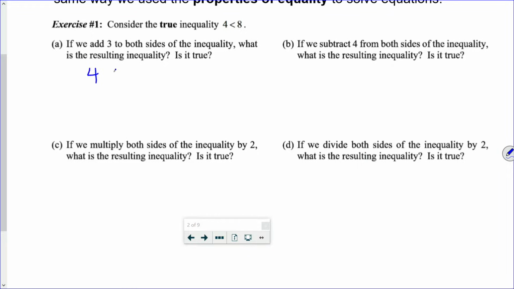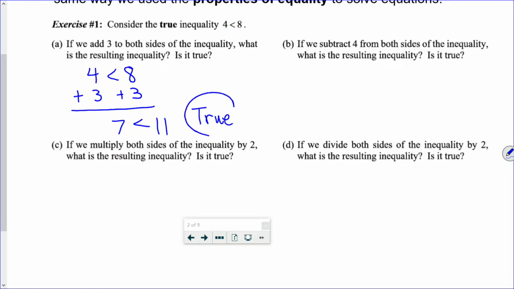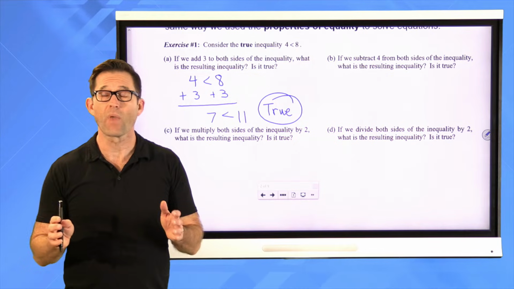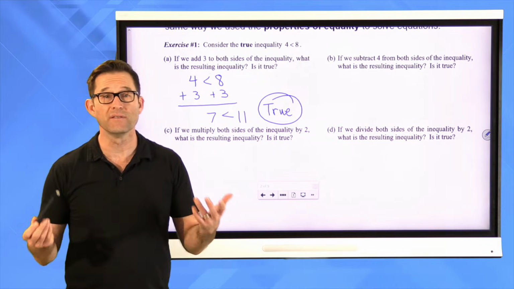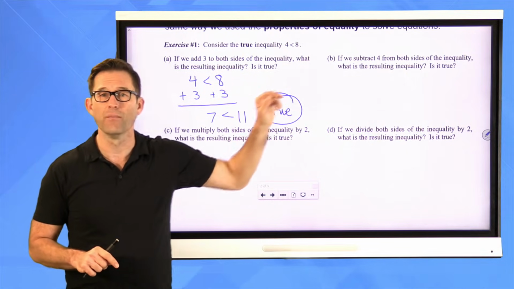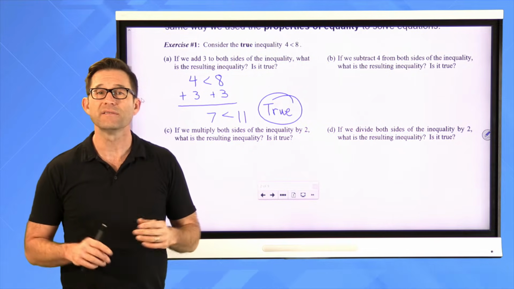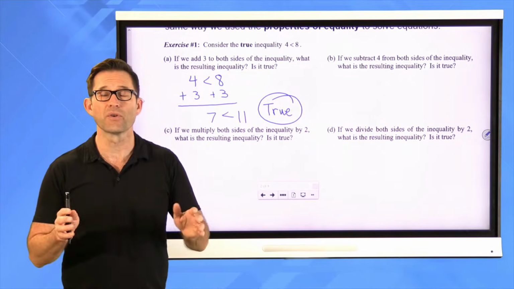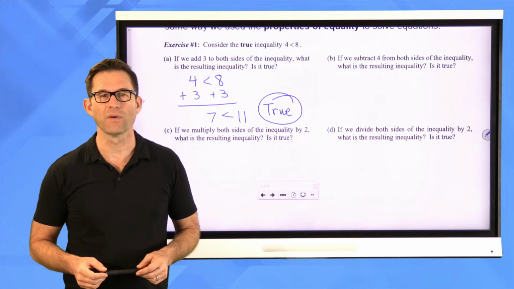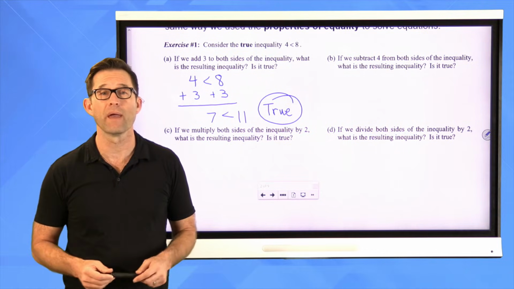All right, we currently have 4 is less than 8. Let's say I add 3 to both sides of the inequality. The resulting inequality is 7 is less than 11. Yeah, that is still a true inequality. So it appears like if I have an inequality and I add the same thing to both sides, it will continue to be true if it started off as true. What I'd like you to do is finish this problem, do letters B, C, and D, and see if each one of those manipulations continues to produce a true inequality or if one of them maybe produces something that suddenly is false. Pause the video now and work through every one of the remaining ones in exercise 1.